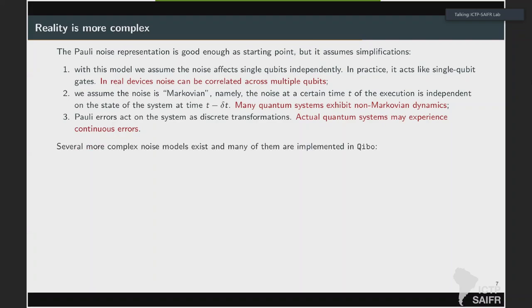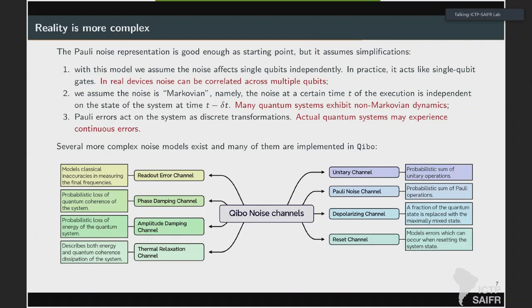And just to give you an example of the complexity of the problem and how we try to tackle it in Qibo, these are the noise channels we have implemented in Qibo. Among them, you find the Pauli noise channel, which in general is not built on Paulis but on Pauli strings, so it can also be a global noise channel. But you also have a lot of different models. So a general unitary channel in which you can define your unitary operators. Same formula as before, but with general unitaries. Depolarizing channel, in which basically you randomly replace part of the state with the maximally mixed state directly.